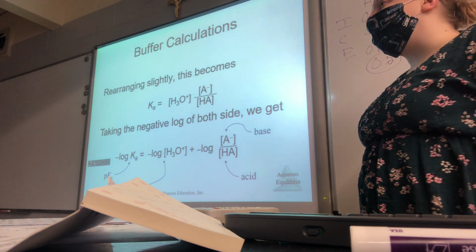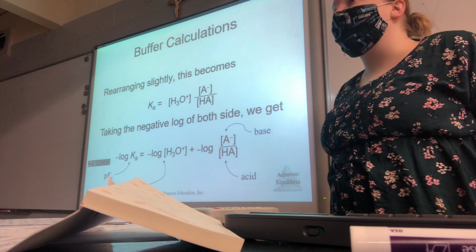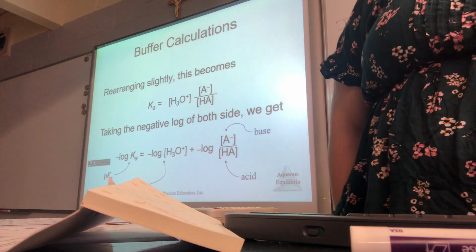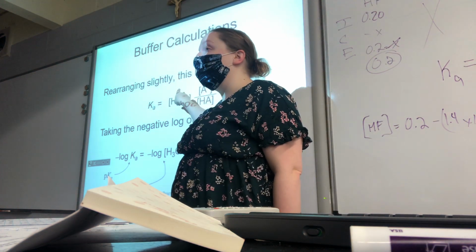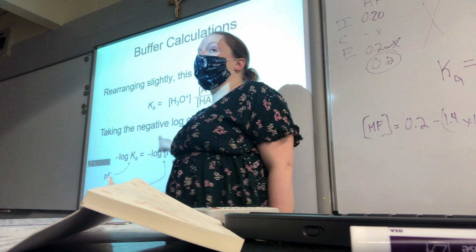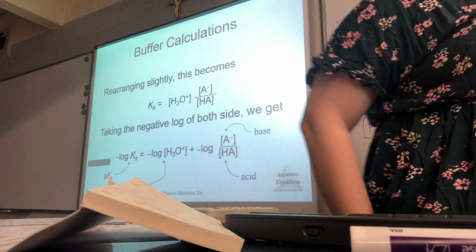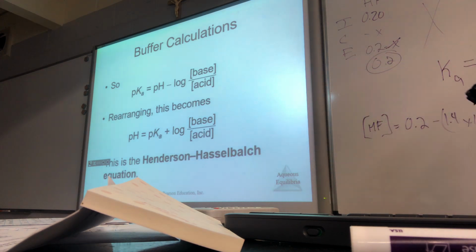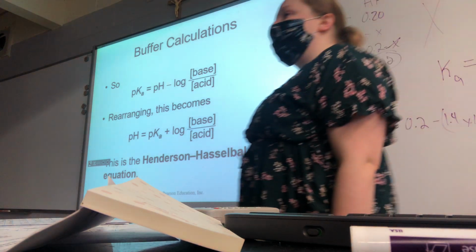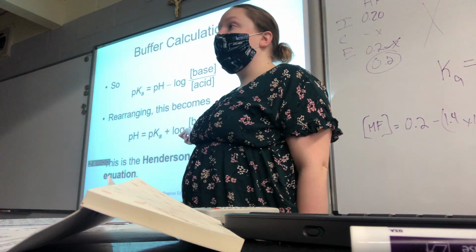Reason being, when we're talking about buffers, one of the major concepts is that they are pH manipulators. So taking the negative log of the H3O plus concentration makes it a pH. Doing this operation produces the Henderson-Hasselbalch equation. That's the one at the top. The one right below it is a rearranged version. Do you see that? This gets rearranged to this.